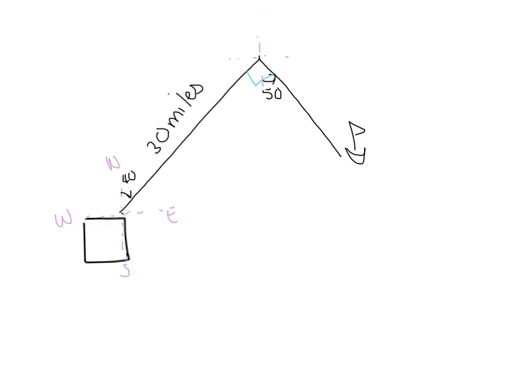And the question is, how far is that boat from the harbor? We're looking for the hypotenuse. And don't forget that we traveled 20 miles. So we're looking for c. We have a right triangle. This is a squared, b squared. We're looking for c squared. So let's go ahead and solve that.